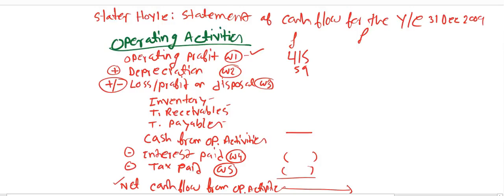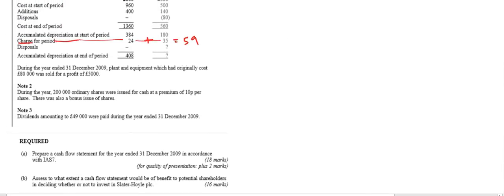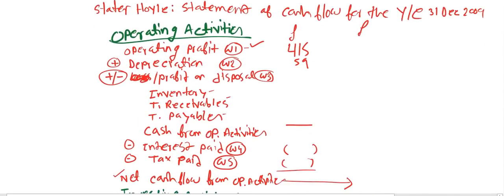Okay, any profit or loss on disposal? Yes, we have seen there is a profit, there's no loss. They said over here. Yeah, there you go. We sold some of the plant and equipment. The cost was 80,000, but we sold for a profit of 5,000. Should be taken away. Okay, -5. These are all in 1000 yet again.